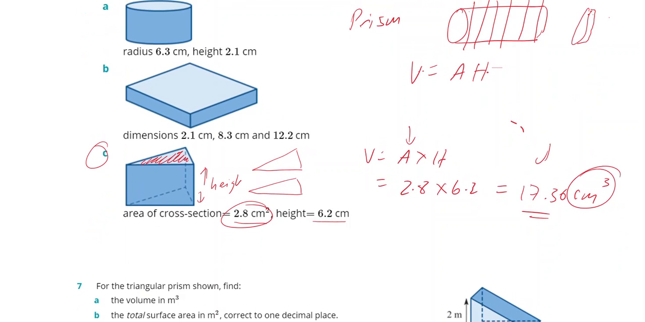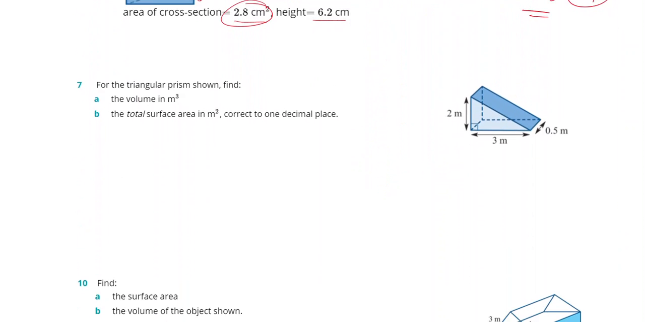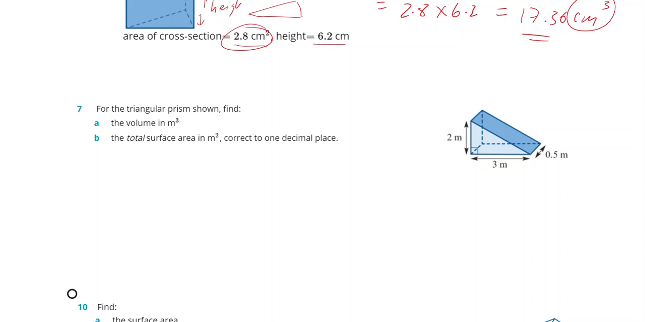Get your details right. We'll have a look at question 7 as well. For the prism shown, again, it's like a cheese. If I cut this vertically, I always get that triangle shape like this. So we're trying to find the volume. The volume is the cross section times the height, or the length. It doesn't matter, it's just how far the cross section goes. So it goes 0.5 meters.